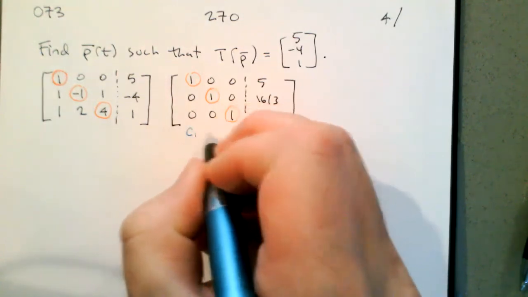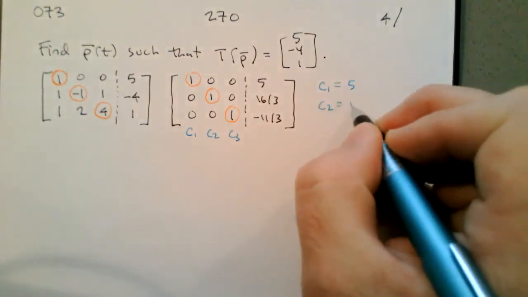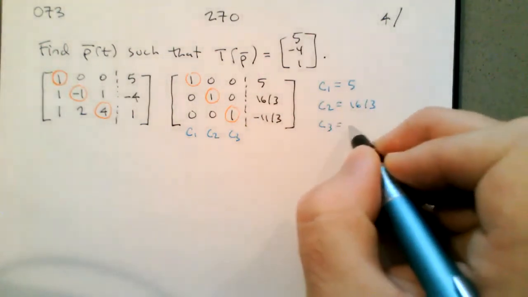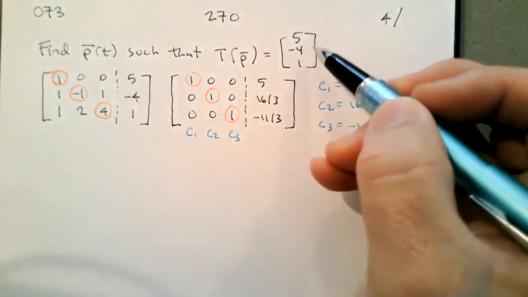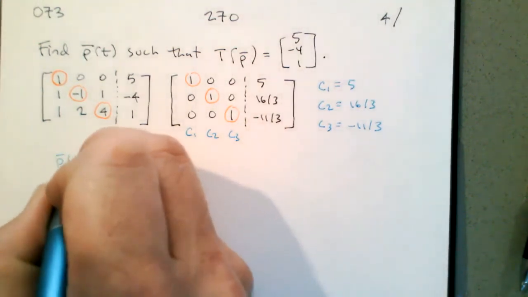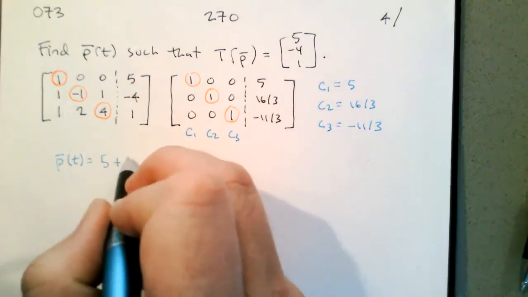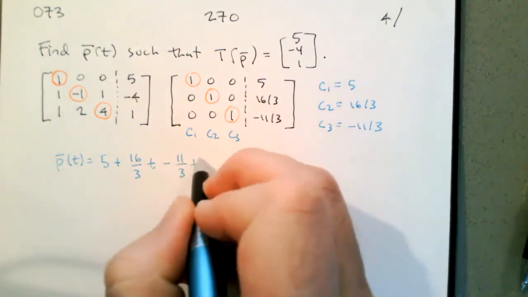I've got a C1, a C2, and a C3. C1 is equal to 5, C2 is equal to 16 thirds, and C3 is equal to negative 11 thirds. Notice that we did not get any free variables. We did not expect any free variables because the standard matrix of T has a pivot in every column. We're going to get unique solutions. So there's only one polynomial that will result in 5, negative 4, 1. And that's p of t is 5 plus 16 thirds t minus 11 thirds t squared.